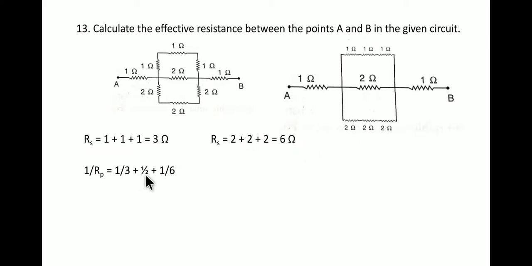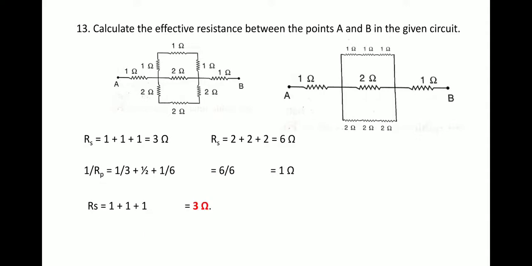So 1 by 3 plus 1 by 2 plus 1 by 6. If you simply add it as a fractional addition, then you'll get 6 by 6. 6 by 6 is equal to 1 ohm. That means the overall equivalent resistance of this much portion is equal to 1 ohm. Now here we have 1 ohm, this is equal to 1 ohm, and there is again another 1 ohm, which are connected now in series. So the resistance in series will be equal to 1 plus 1 plus 1, which is equal to 3 ohms.